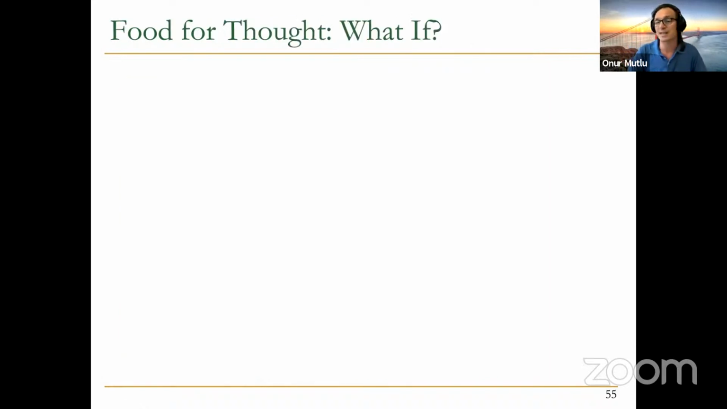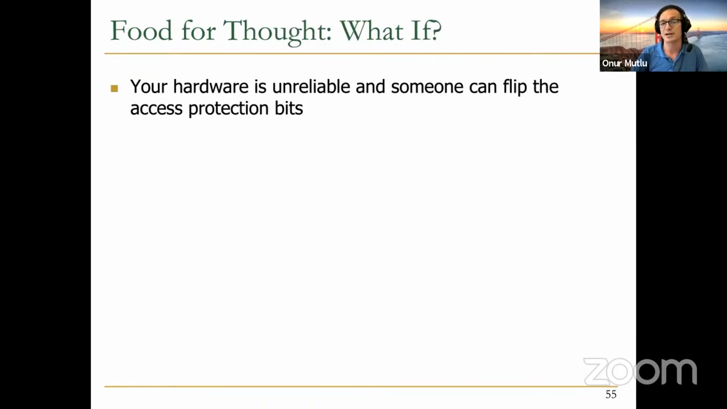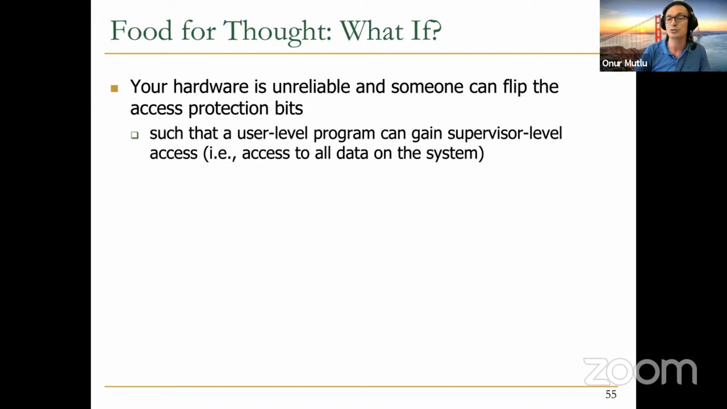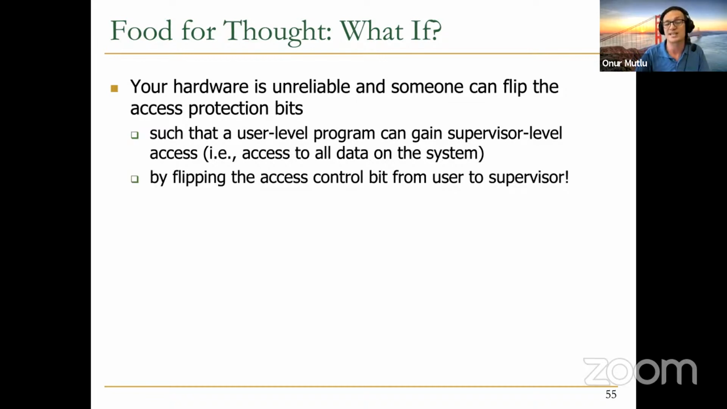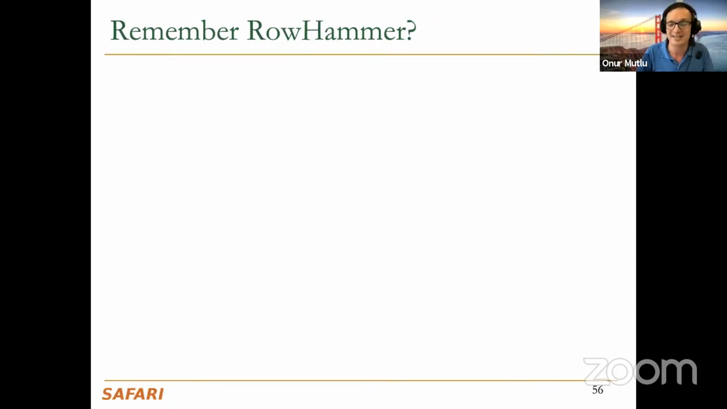But unless your hardware is unreliable and someone can flip the access protection bits, such that a user-level program can gain supervisor-level access. And that's what happens with RowHammer, for example. You can flip the access control bit from user to supervisor, if you're lucky or if you're careful. Can this happen? Well, you know the answer. It can happen with RowHammer.